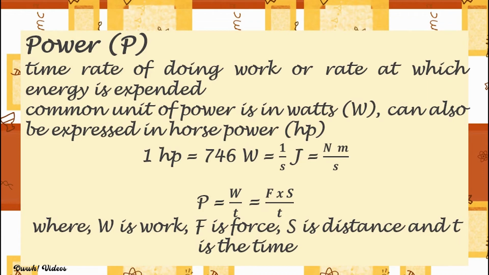Power. Time rate of doing work, or rate at which energy is expended. The common unit of power is the watt, and it can also be expressed in horsepower. 1 HP equals 746 watts, or J per s, or Newton-meter per s. Power equals W over t, or F multiplied by S over t, where W is work, F is force, S is distance and t is the time.